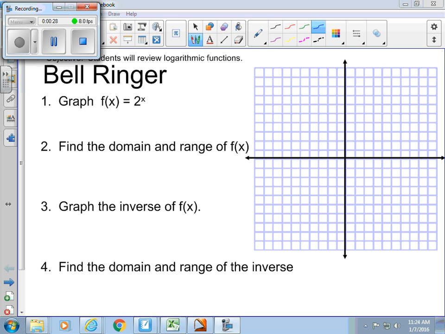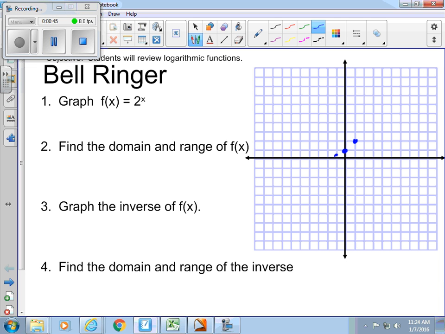The first thing I wanted to do is go back and introduce you to what a logarithm is. If you understand what it is, it takes the fear out of it. I think that's the biggest thing with logarithms, the fear that we see. It's a little scary. So I had you graph 2 to the x.